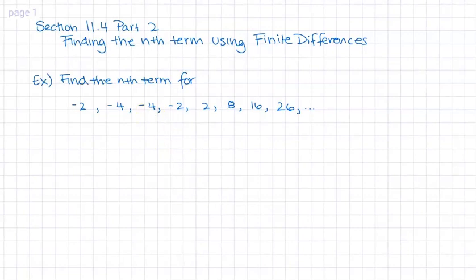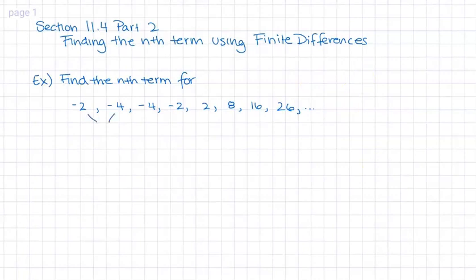Now, you could play around with it and try to figure it out, or you can try finite differences. So here's how it works. Like the name implies, it's going to involve differences. You take two consecutive terms and subtract them. But the order matters. It's always got to be the second term minus the first term.